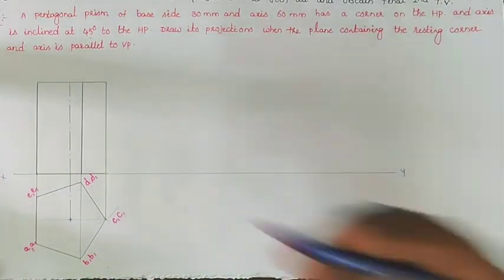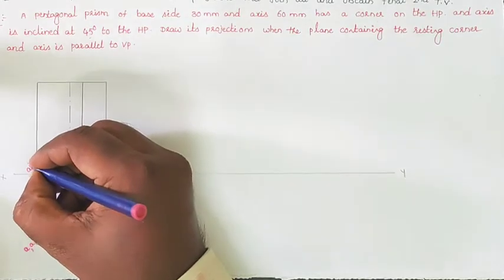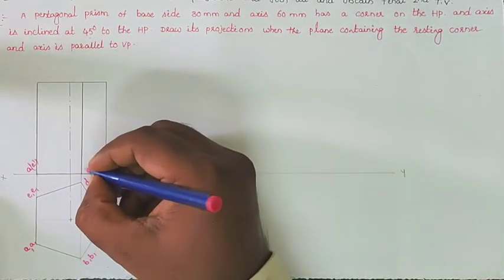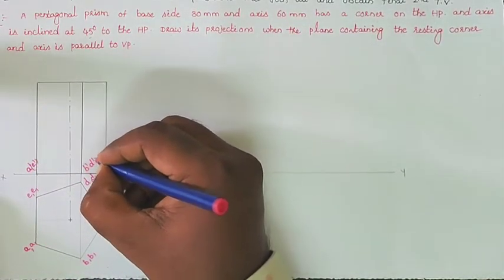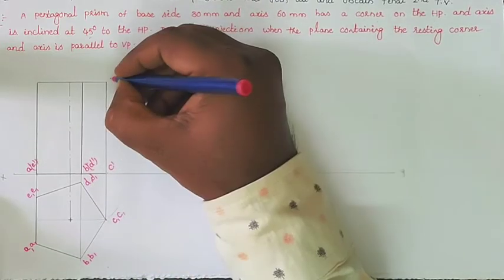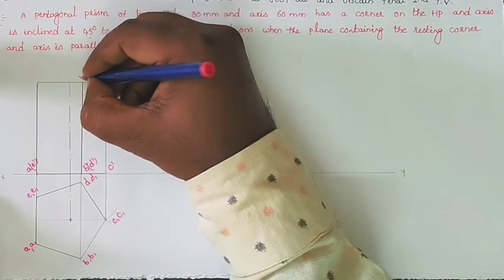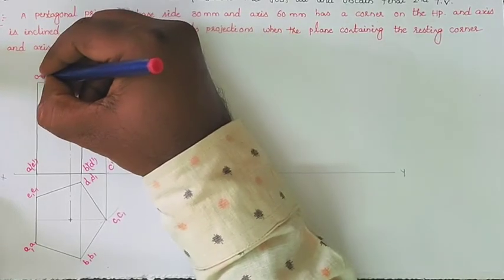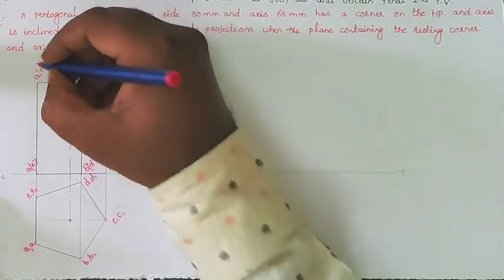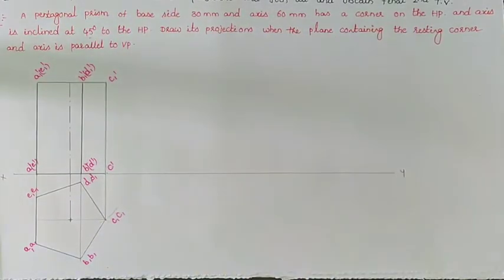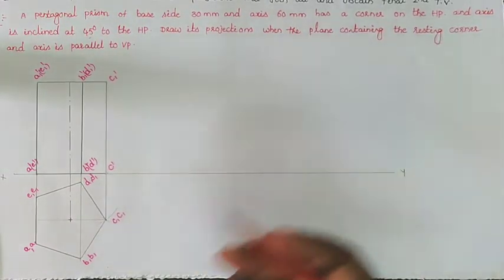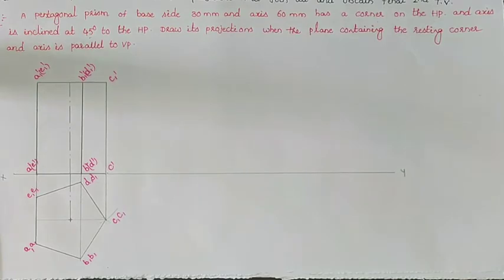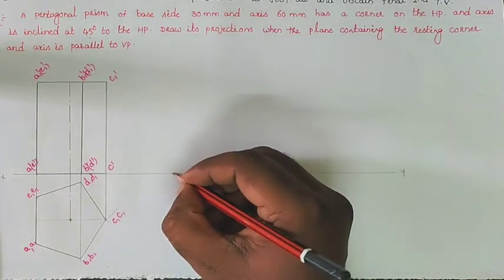So I am locating here A dash, E dash, B dash, D dash point and C dash point, C1 dash, B1 dash, D1 dash, and A1 dash, E1 dash. So this is the simple position. In the simple position we draw the first top view and first front view of our diagram, and coming to the next position, it is the axis inclination position.